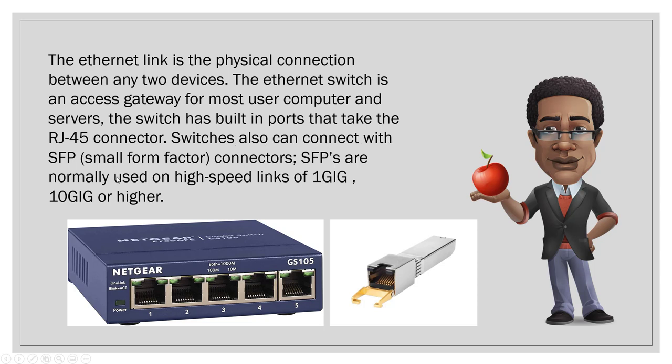Switches also can connect with the SFP, the small form factor pluggable. SFPs are normally used on high-speed links of 1 gigabit, 10 gigabits or higher. So this is the SFP. As you can see, the copper pins are in here on this device, and you stick your cabling to this end, and then you insert this device into the switch port. Now the ports will not look like these ports. They'll look more like open space. You won't see these pins and everything in here. The SFP slides into the port and connects into the back of the switch to make the connection.